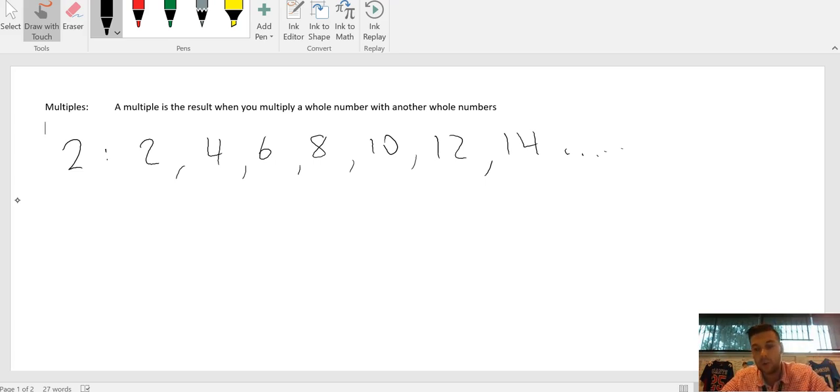And generally, when we list our multiples, I'd like you guys to at least write your multiples out up until the 10 times tables. So for this one, you would stop at 20, okay?